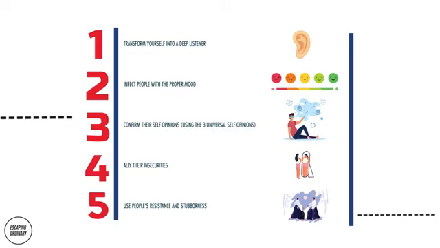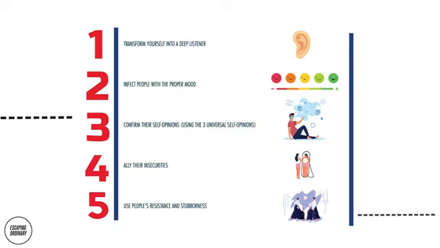5. Use people's resistance and stubbornness. Subvert people's emotions, language, and stubbornness in a constructive way. Use the language back at them, because it is very hard for people to not follow the words that they have used themselves.